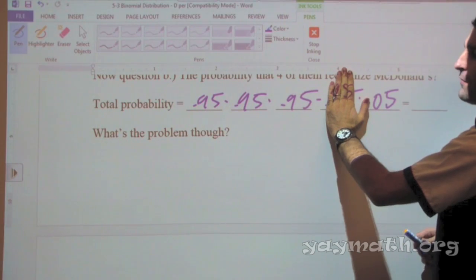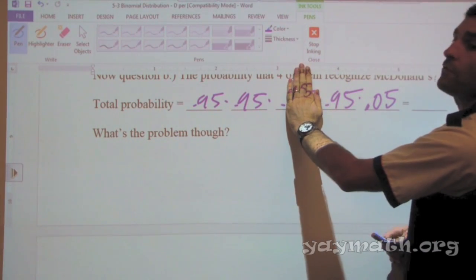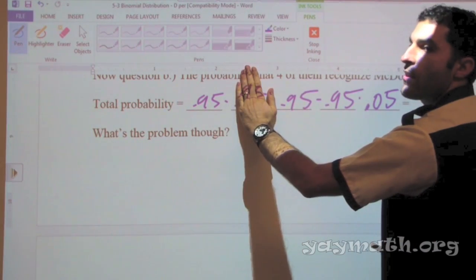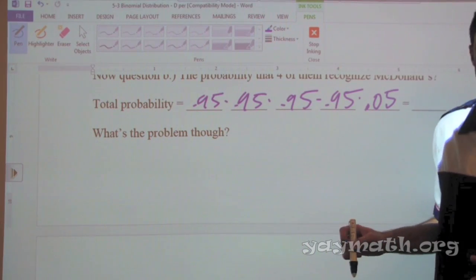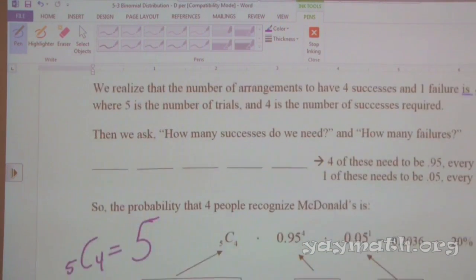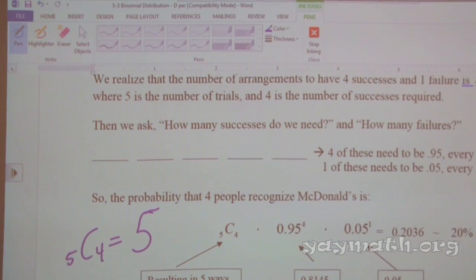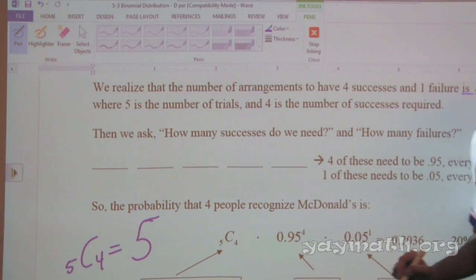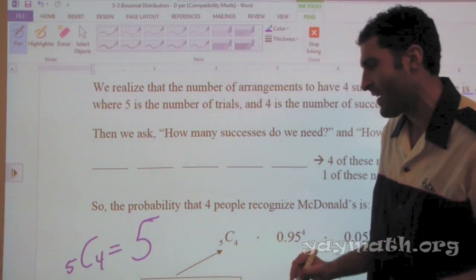1, 2, 3, 5. You move this one over. 1, 2, 4, 5. 1, 3, 4, 5. So there's your 5 groups of 4. I feel like this is that crucial moment where either I'm going to make or break the lesson. This is it. Either we're going to get it or we're not.